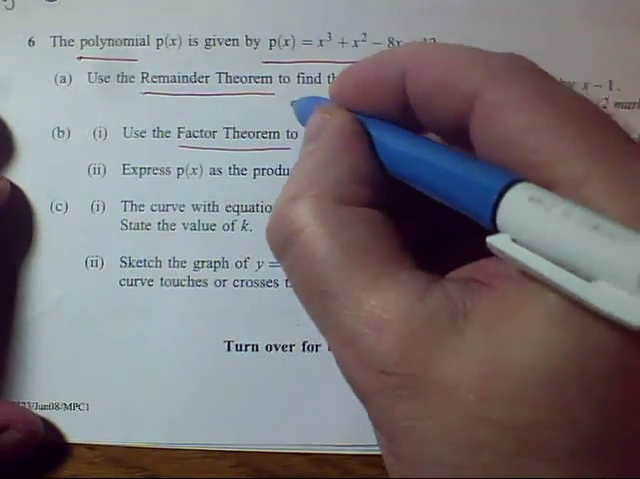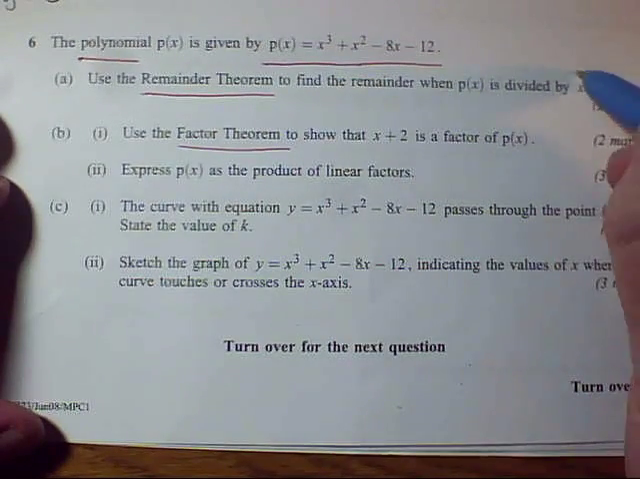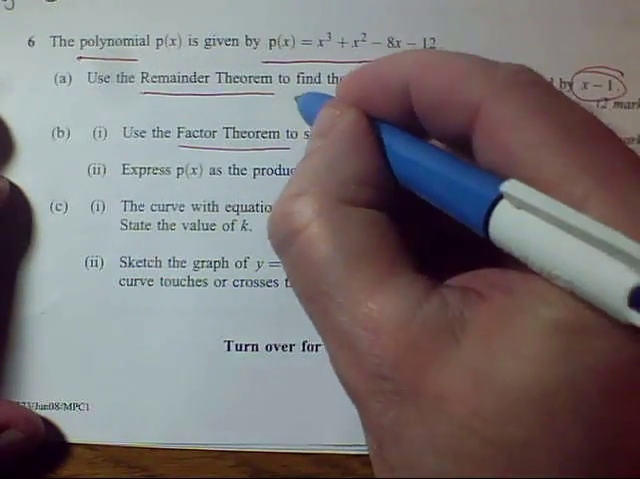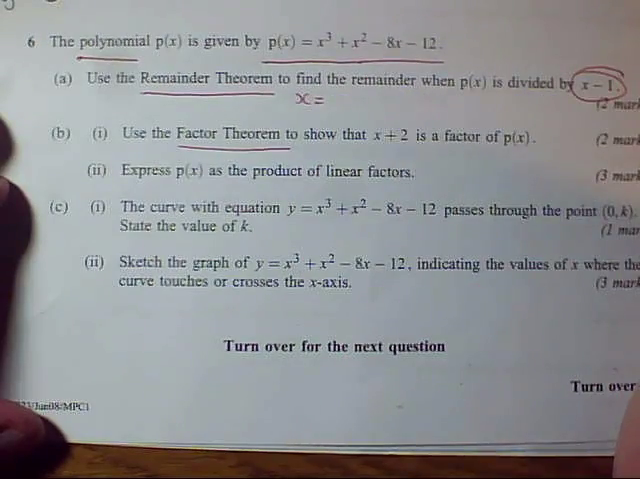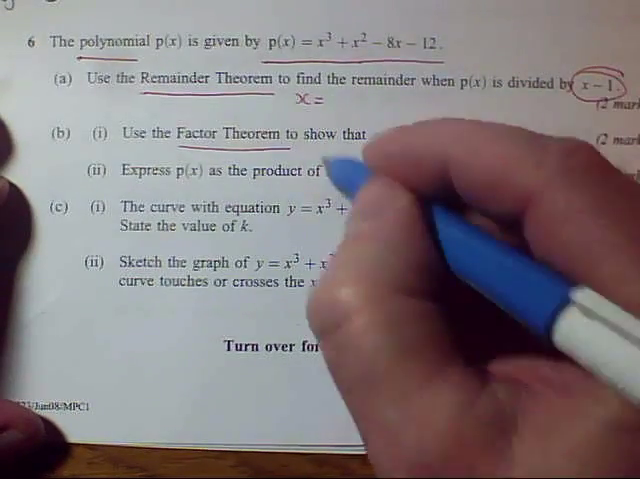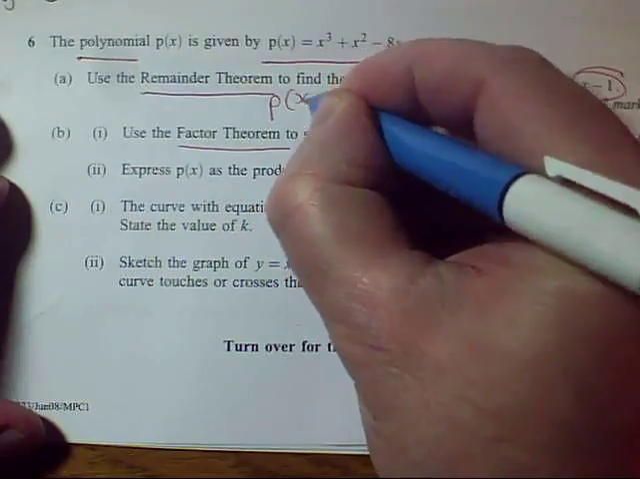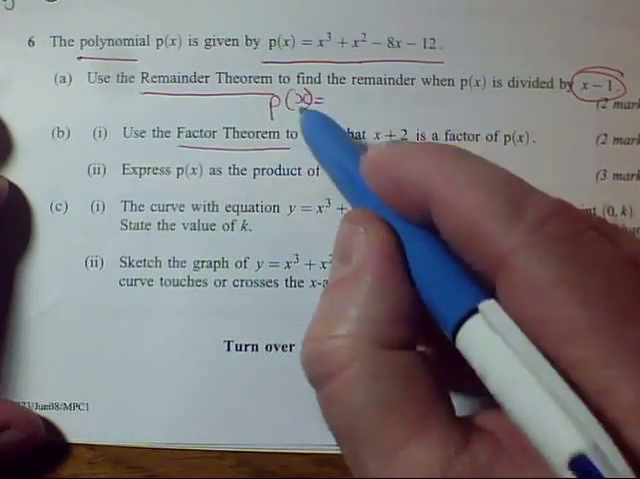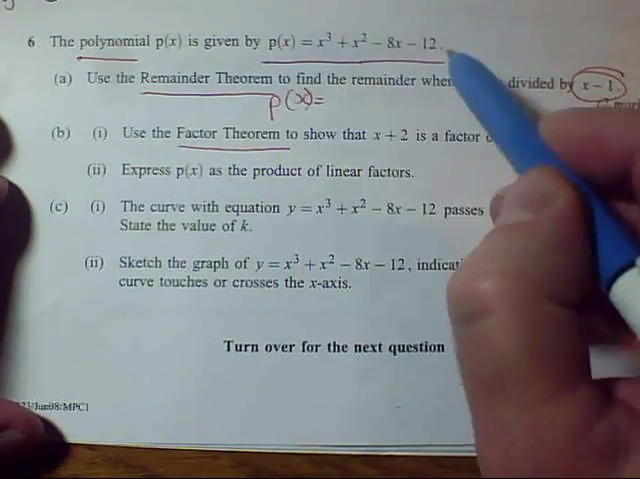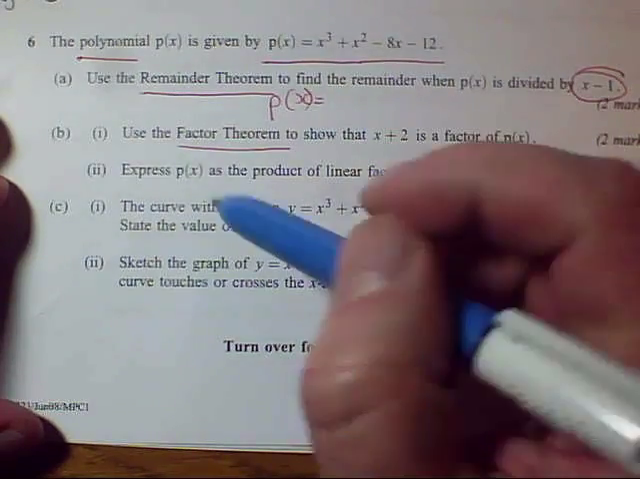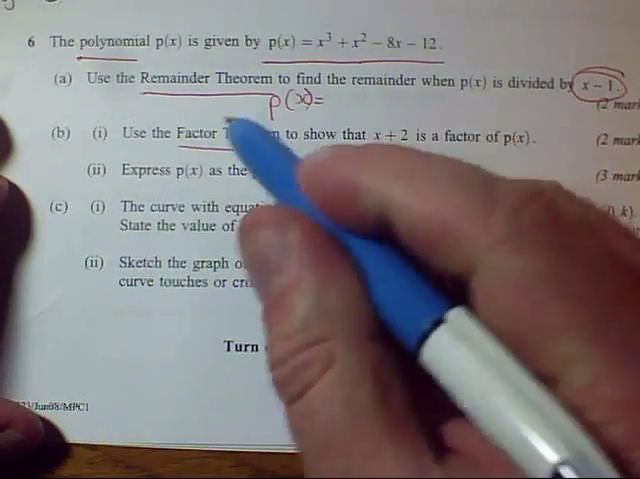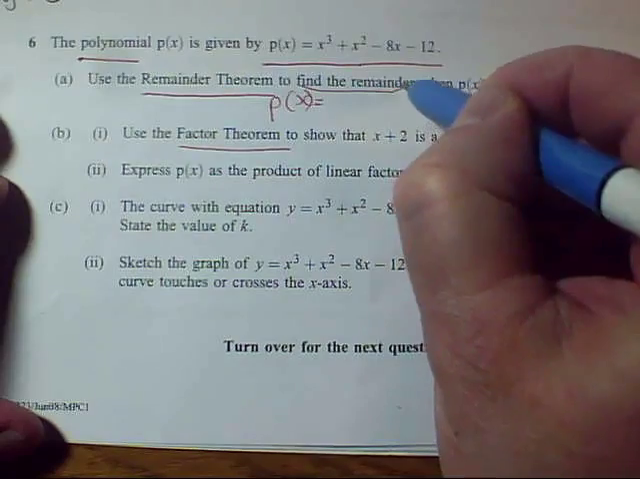So in part A I'm going to need to look at this divisor, and I'm going to decide what the magic X is going to equal. It makes this thing equal 0, and I'm going to work out the P of that X. In other words, I'm going to substitute that value of X into this, and I'm going to get an answer, which I'm going to interpret to find the remainder.